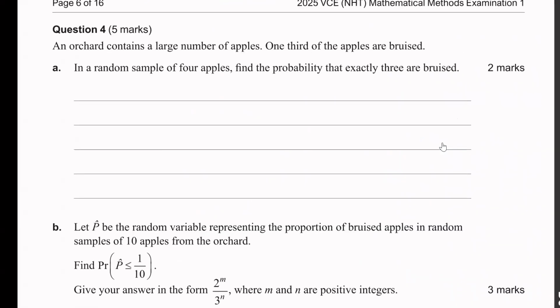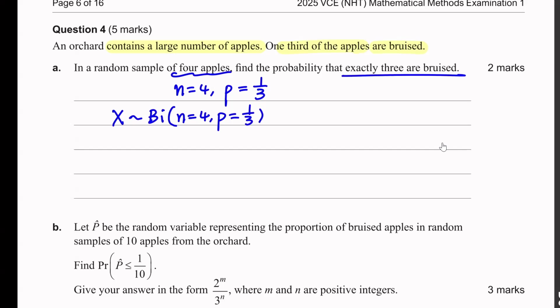Okay, a box contains a large number of apples. 1/3 of the apples are bruised. In the random sample of 4 apples, so n equals 4, and our probability of a bruised apple is 1/3. So let's call X a binomial distribution, n equals 4, p equals 1/3. We'd like exactly 3 bruised.